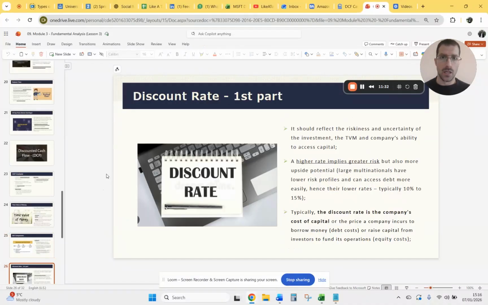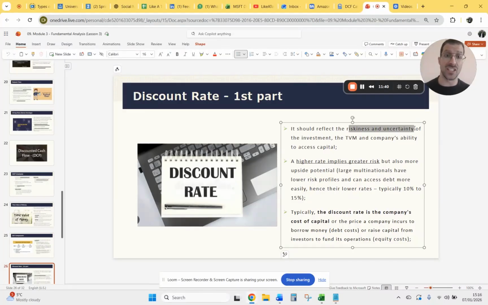Cool. Let's talk about the discount rate. So you already know that it should reflect the riskiness and uncertainty of the investment, the TVM, and the company's ability to access capital. So a higher rate implies greater risk, but also more upside potential. So the greater the rate at which you discount those cash flows, the lower the intrinsic value will be. It makes sense, right? Because you are factoring in more risk.